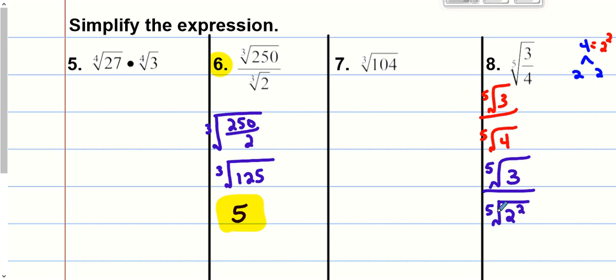I have the 5th root, so I need 2 to the 5th, and I've got 2 squared. Ask yourself, how many more do I need for it to cancel? If I've got 2 and I need 5 total, then I need 3 more. So we're going to multiply the top and bottom by the 5th root of 2 cubed.